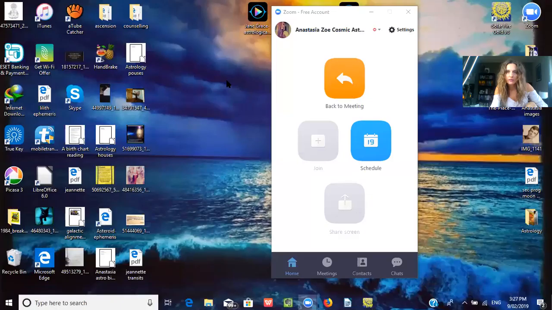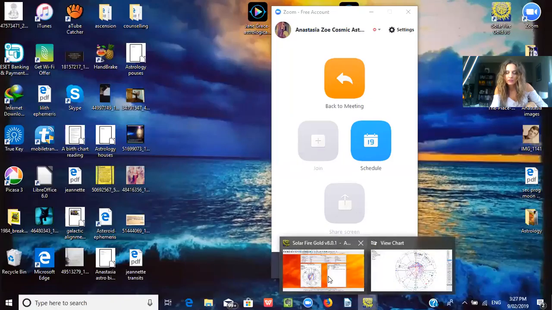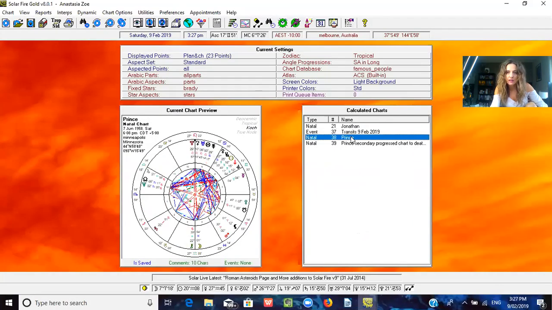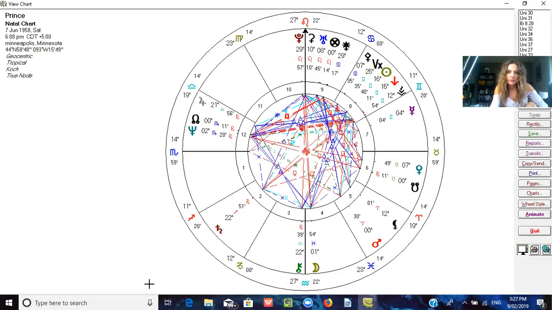Okay, leave that there for a moment, and what I will do is just quickly share my screen, and I want to show you Prince's chart, and I'm going to show you something really super fascinating as well. So here is Prince's chart, Prince the singer, okay? Born on the 7th of June 1958, 6:08 p.m., Minneapolis, Minnesota.